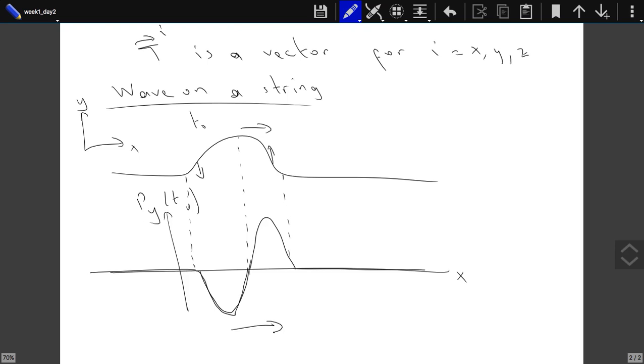So there is a y momentum distribution which is moving in the x direction. That is why we have two directions. One is the direction of the momentum component. The other is the direction of the flow of that momentum component. So that's why it has two directions.